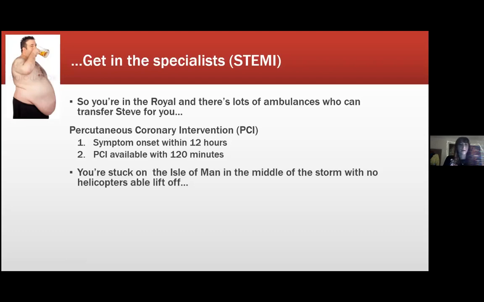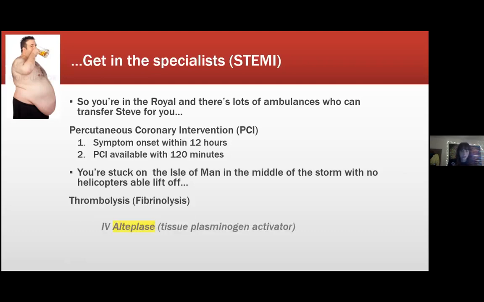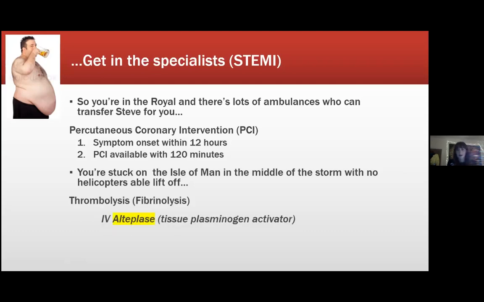Yeah, so thrombolyze. So we'd thrombolyze, and does anyone know what we'd use to thrombolyze? So you can use streptokinase or IV alteplase. And that is actually a tissue plasminogen activator. So it activates plasminogen, which breaks down fibrin and fibrinogen. So it basically just busts the clot. And we'd also probably give anticoagulation through unfractionated heparin.